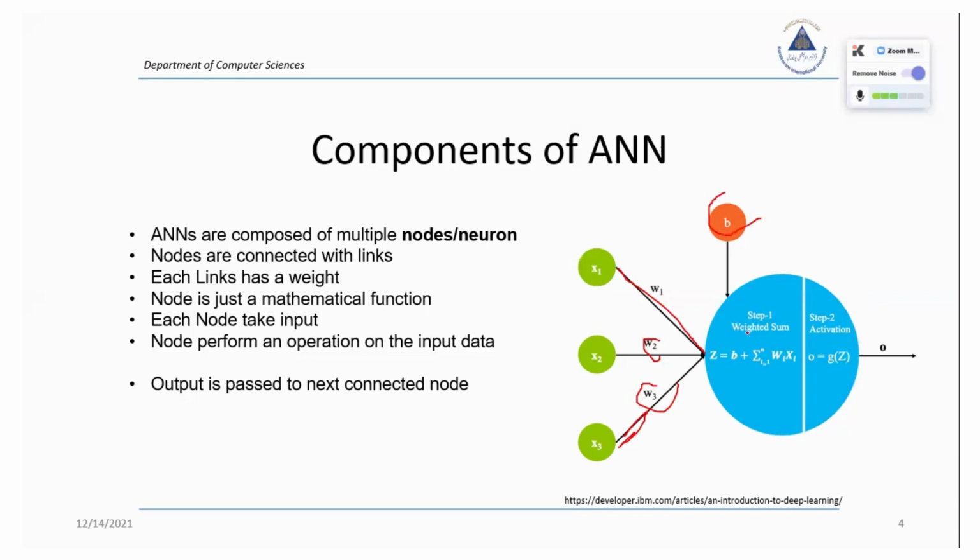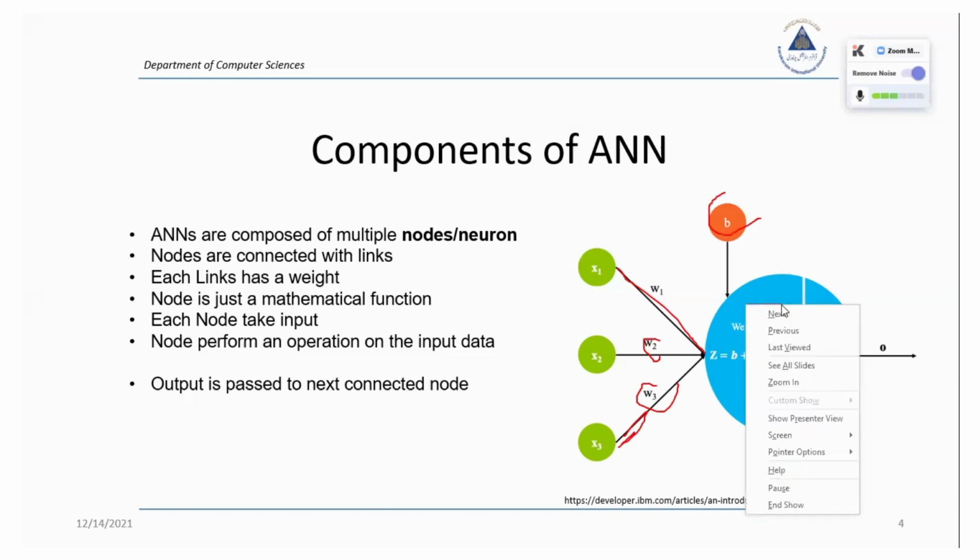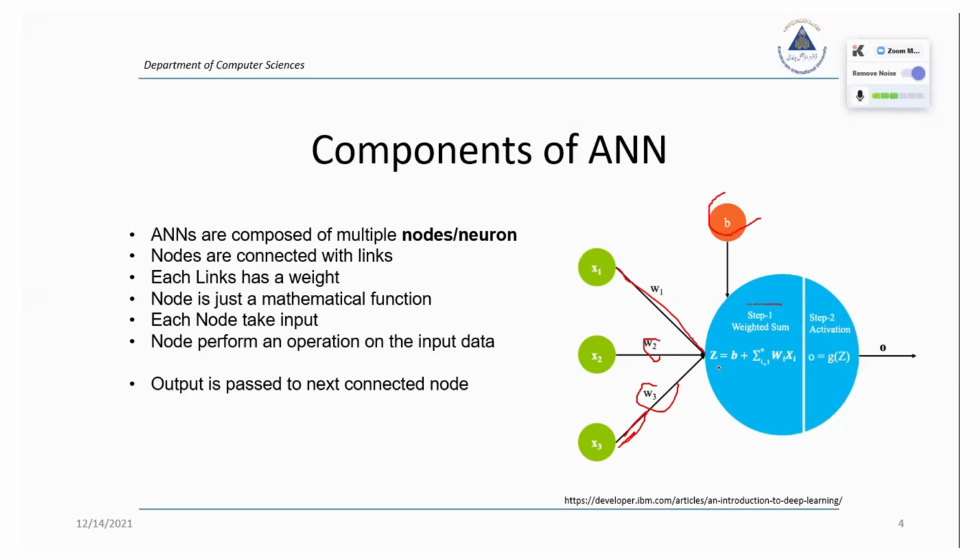In the neuron, the process consists of two steps. In the first step, we calculate the weighted sum, Z, which is equal to B, the bias, plus the summation of the product of each input with its respective weight. In the second step, we pass this Z through an activation function, which may be ReLU, sigmoid, or softmax, any activation function of our choice, and we receive the output O. The output O is passed to the next neuron or is the output of the network.